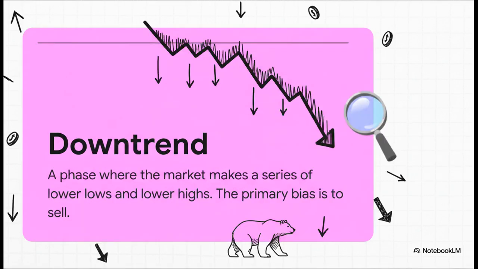And no surprise here, the downtrend is the exact opposite. In this case, the market is printing lower lows and lower highs. So each peak is lower than the one before it, and each valley is deeper. The narrative here is bearish or pessimistic, and the bias should be to sell.